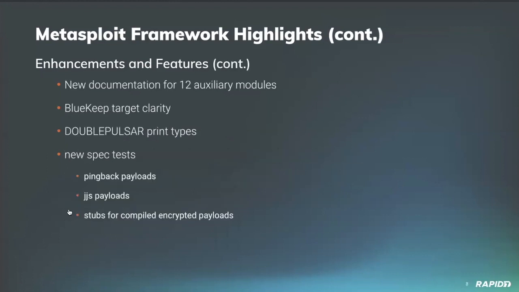Community contributor Ken LaCroix added documentation for 12 aux modules that did not have module documentation. Our own Will Vu lended some clarity to the Bluekeep module around successful targeting, specifically for supported Windows 7 SP1 and Windows Server 2008 R2 targets. Will also updated some of the print types in the double pulsar module to be more appropriate. Rounding out our list, Jeffrey Martin added new spec tests for a number of payloads, including pingback, JJS, and stubs for the new compiled C payloads. Testing coverage for the win.